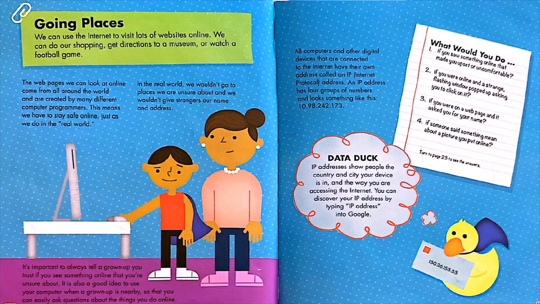All computers and other digital devices that are connected to the internet have their own address called an IP address, Internet Protocol address. An IP address has 4 groups of numbers like this: 10.98.242.173. IP addresses show people the country and city your device is in and the way you are accessing the internet. You can discover your IP address by typing IP address into Google.